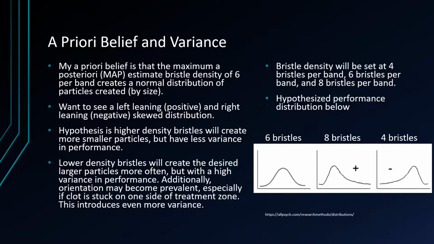So I will set my bristle density at 4 bristles per band, 6 bristles per band, and 8 bristles per band. And as you can see, I hypothesized the performance distribution below, where at 6 bristles, you see some kind of a normal distribution of particles created by size, which is the x-axis. And at a higher density of bristles, you will see an uptick of smaller particles created, but a decrease in variance of performance. And at 4 bristles, or a low density bristle morcellator, we'll see more of the larger particles that we want more on the right side, but an increased variance in performance, which is unfortunate.